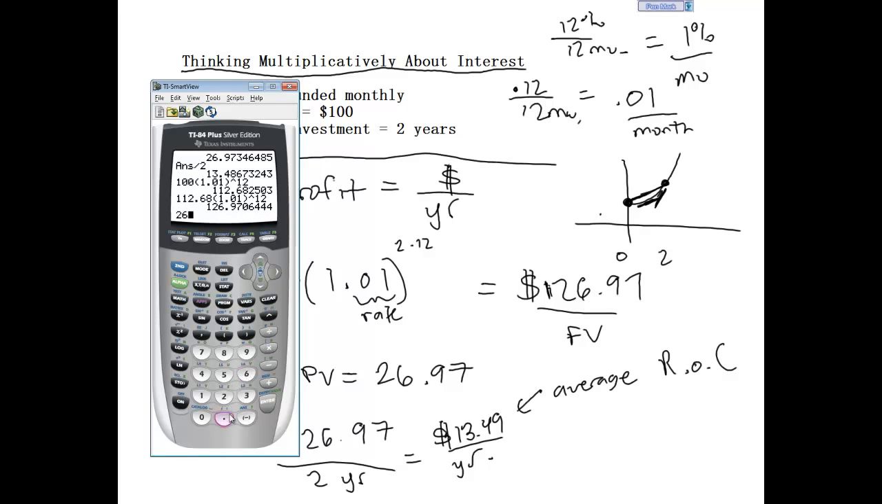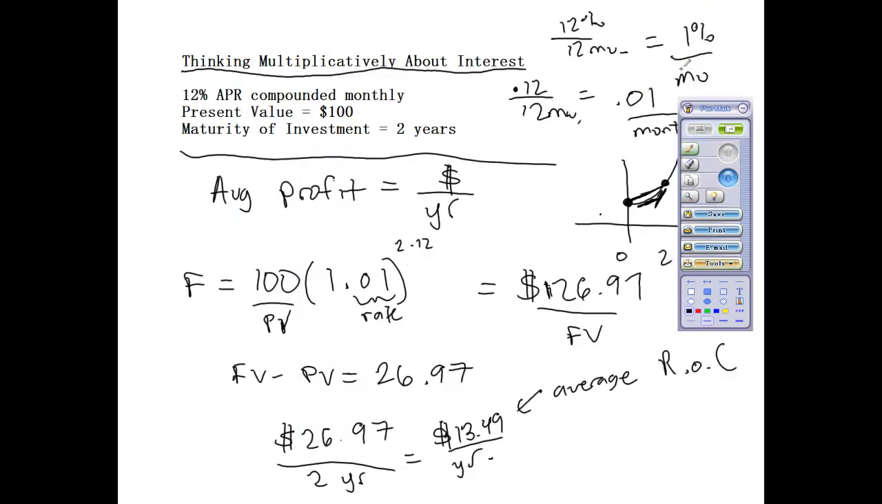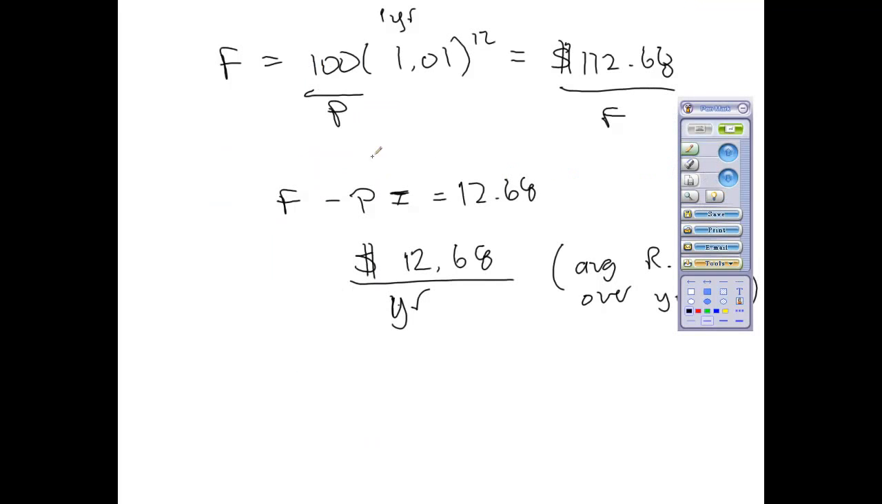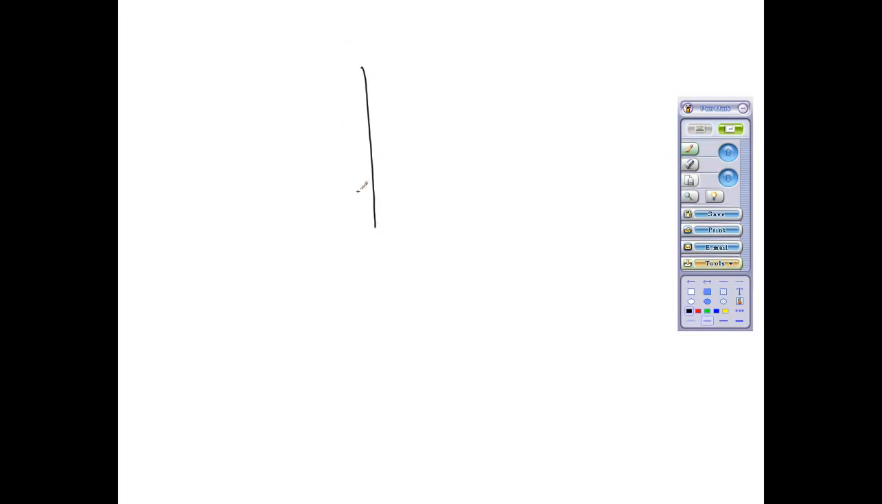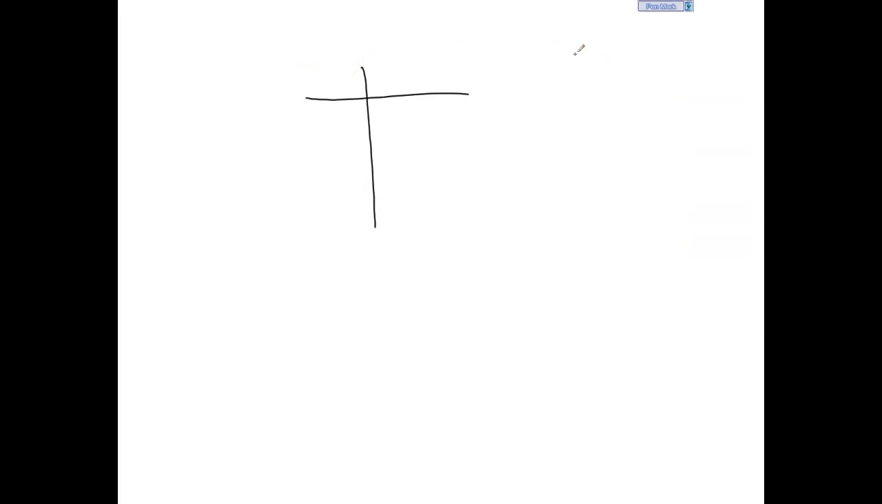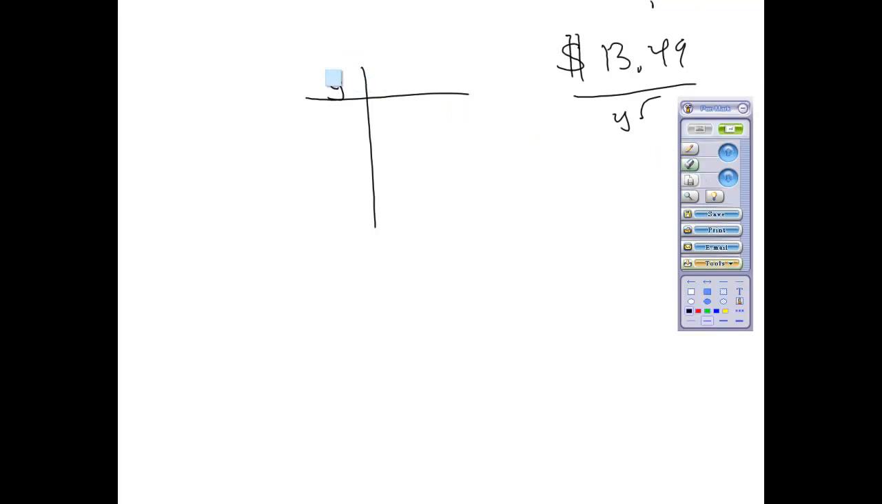I could have just taken 26.97, which is what I earned over 2 years, taken away what I earned over the first year, and that's $14.29. Okay, so what's your point, Milos? Well, my point is that a 2-year investment that has a $13.49 average per year does not necessarily result in that being the true rate of change from one year to the next.